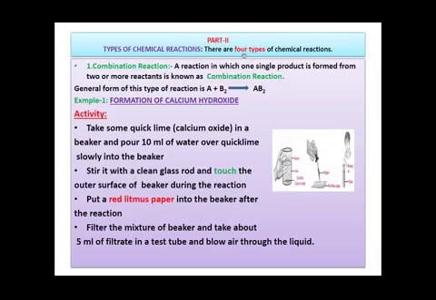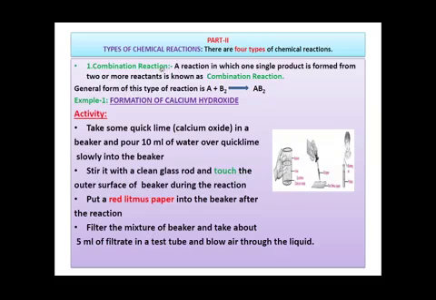There are four types of chemical reactions. Number 1, combination reaction. Number 2, decomposition reaction. Number 3, displacement reaction. And number 4, double displacement reaction. We will take each of them one by one. Let us start with combination reaction.